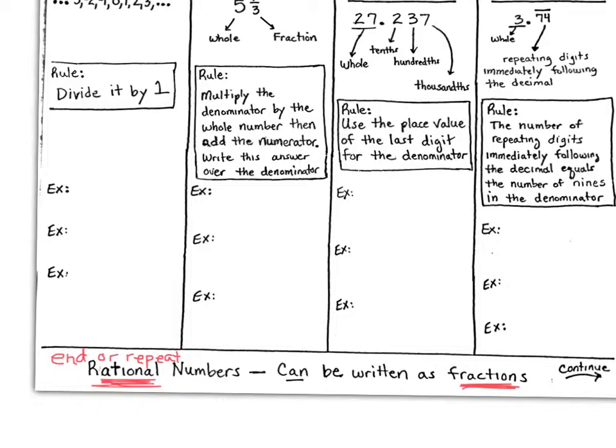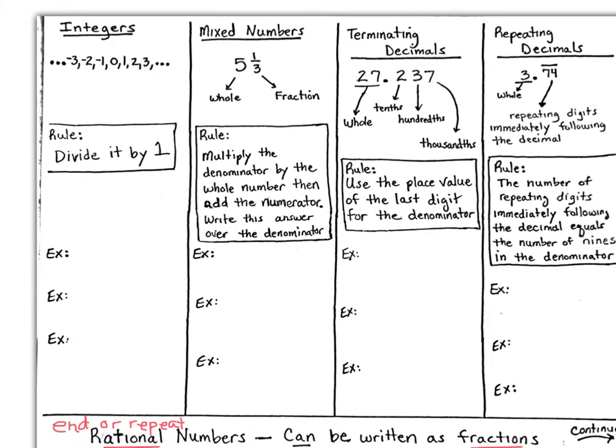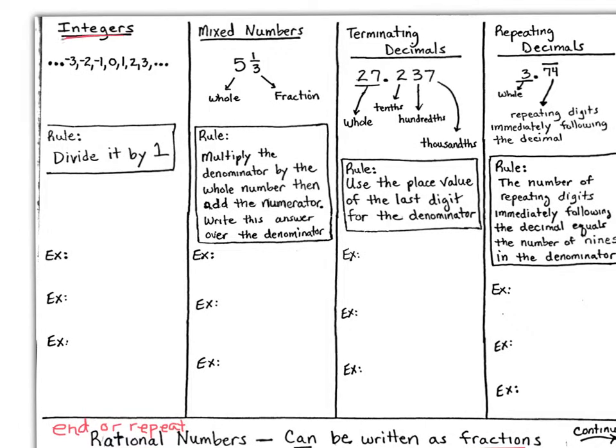Okay, the first column is the easiest in the first case, and that's dealing with integers. I have a list started here of integers. I can't list them all, but I'm trying to show you the pattern for integers, and they're really easy to write as fractions. Here's the rule. All you do is just divide by 1. For example, if I gave you the integer 2, how do you write that as a fraction? You just write 2 divided by 1. That's it. 2 over 1. 2 divided by 1 is still 2.